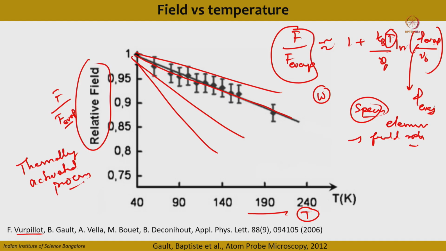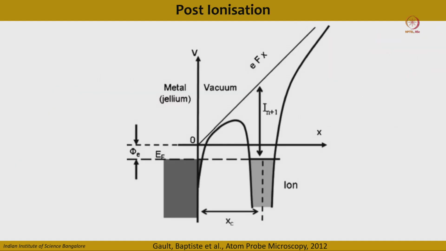Okay. So, based on Müller's model, which is a very simplified model to understand the potential energy of the atom and the ion without the field and in the presence of the field. Okay. So, post-ionization. There is another term which is called post-ionization.